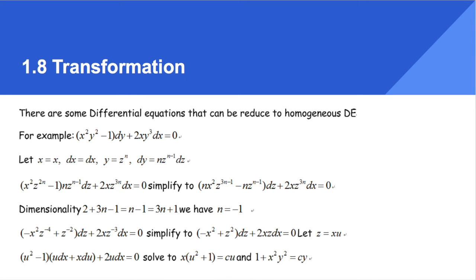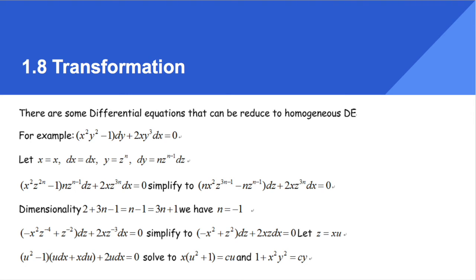and solve for the system, we have 2 plus 3n minus 1 equals n minus 1, and also equals 3n plus 1. Then, n is equal to negative 1. Plug it back in and simplify the equation to be negative x squared plus z squared dz plus 2xz dx equals 1. Let z equal xu.